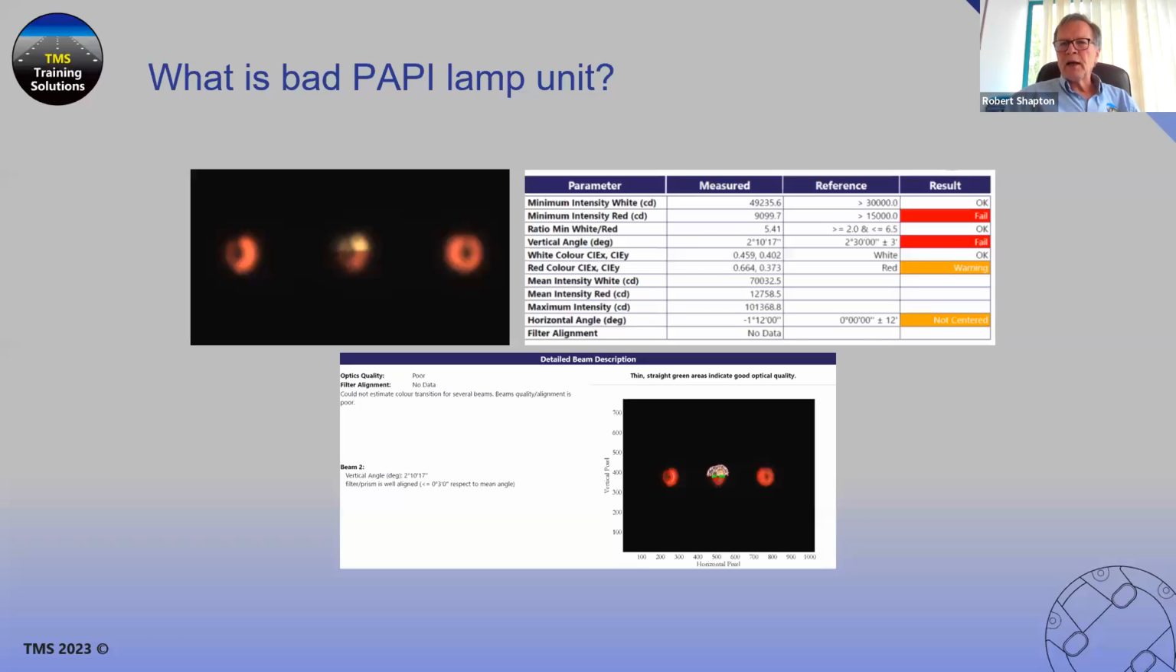But also, one thing I see is that you need to measure the horizontal as well as the vertical angle. Very often we see PAPIs that are sloping because the horizontal angle is not being checked. So that's another important thing to check. But here we have the results you can see of a very poor PAPI. Measurement again is key.